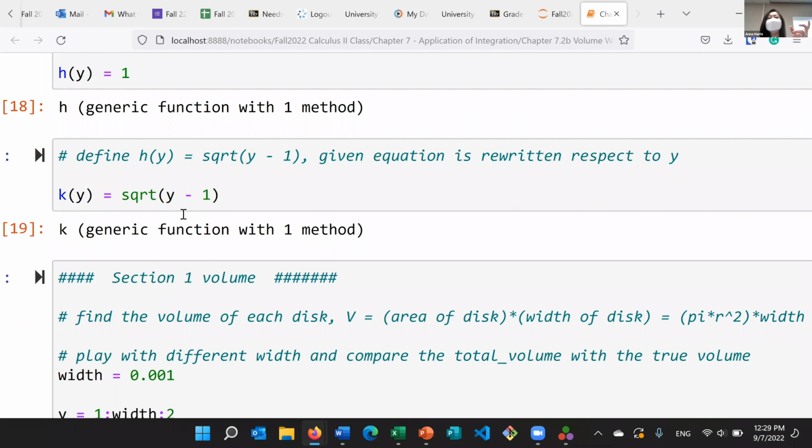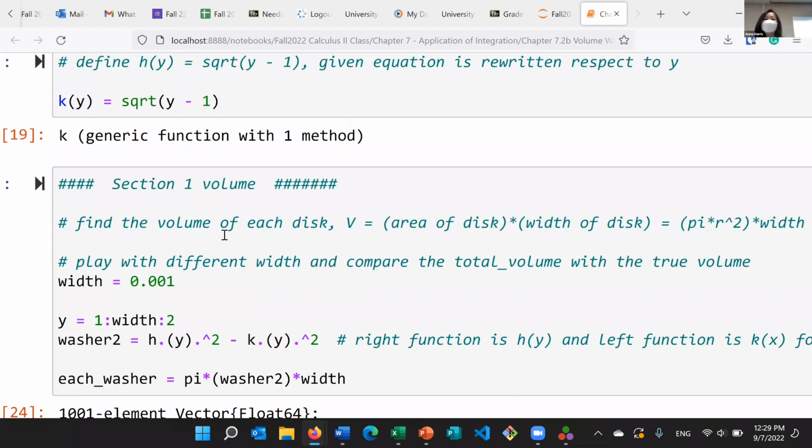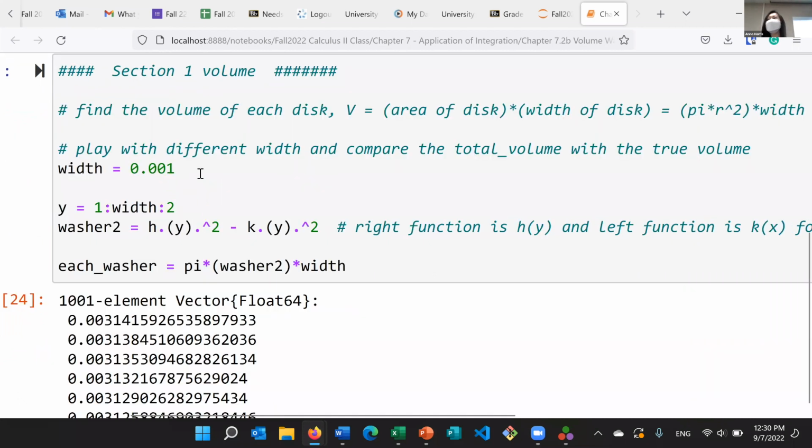Okay, so if I'm looking for one washer, you've got to choose your width. In this case, I chose 0.001. And I'm going to do between 1 and 2. So I'm doing section 1, the top part. All right, so you're going to do washer: h squared minus k squared, and you just multiply that. That gives you one washer. So how many washers did I just make by choosing a width of 0.001? You got 1,000 of them. Okay, 1,001 washers you just made.